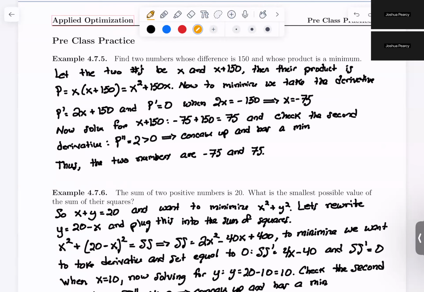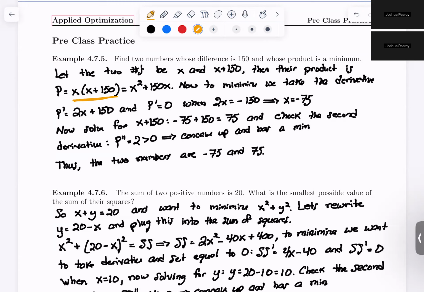Their product is found by just multiplying the two numbers, right? x times x plus 150. And if I multiply that out, it's x squared plus 150x, right? Now, to minimize this, again, we're going to take the derivative and set it equal to 0 and solve.